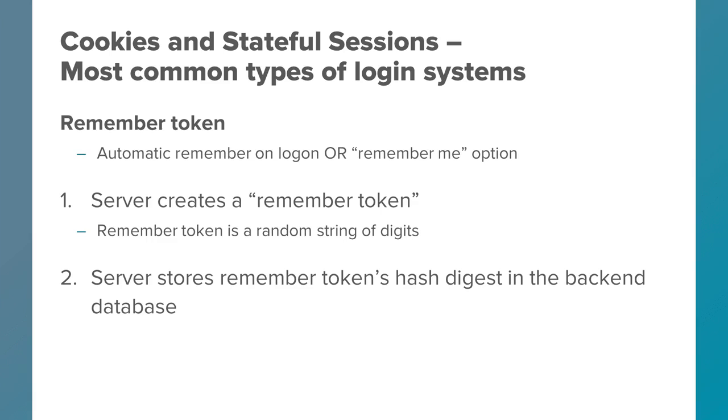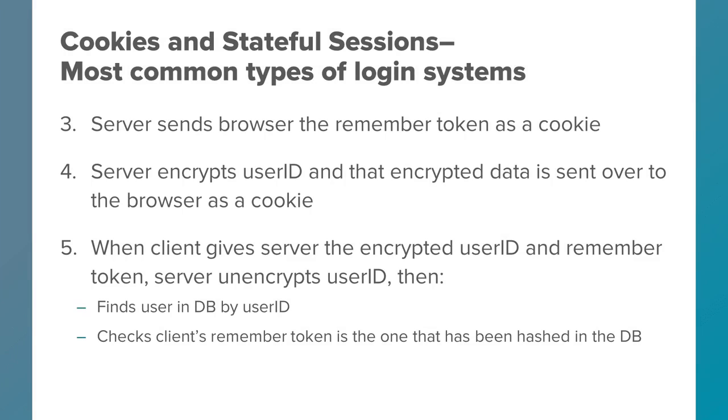Then the server sends the browser the remember token as a cookie, of course over an encrypted channel. Also, the server encrypts a user ID, and that encrypted data is sent over to the browser as a cookie. So now here we have the browser having two cookies. First, the remember token, and second, the encrypted user ID.